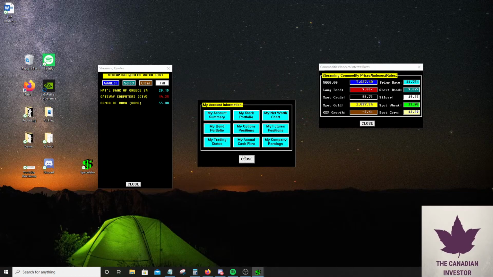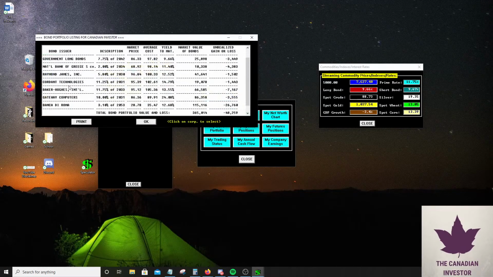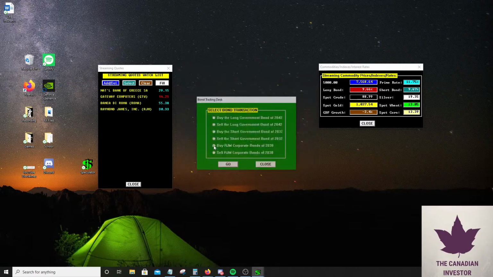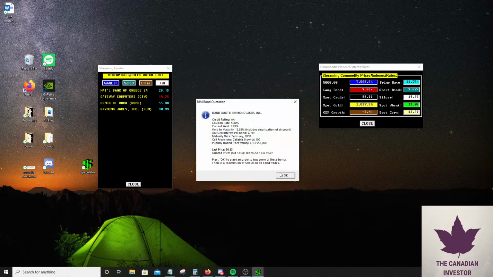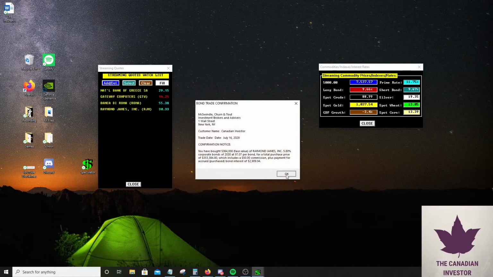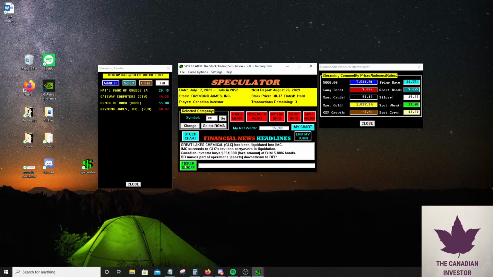Wait, how much is the Raymond James bond trading for? $96. It's 2030, and it pays us about a 12% coupon. I'm gonna go ahead and use some leverage. We're gonna buy the Raymond James bond because it's trading at a bit of a low valuation right now. I'm gonna buy a bunch of it, and we're gonna get paid back 100.